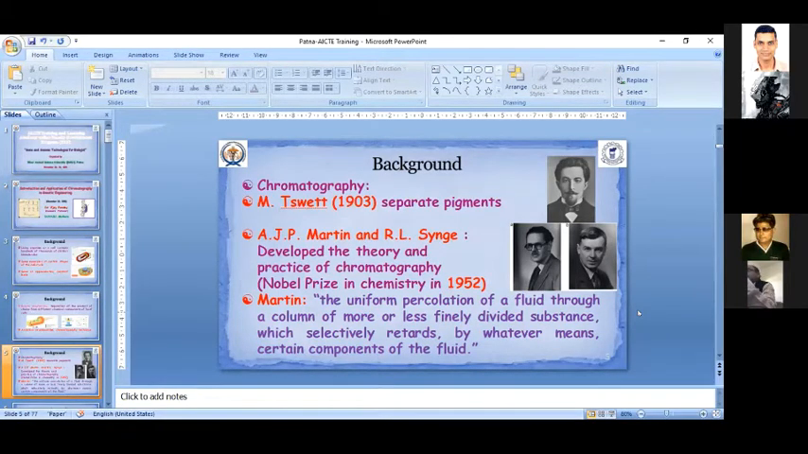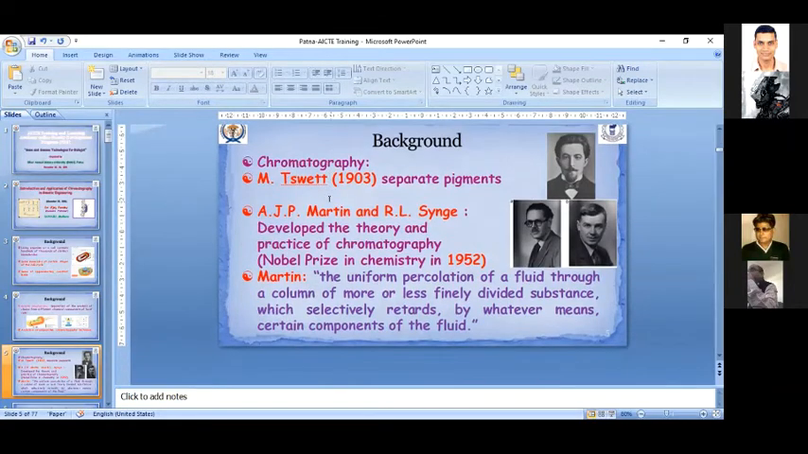Martin described chromatography as the uniform percolation of fluid through a column of more or less finely divided substance, which selectively retards, by whatever means, certain components of the fluid. According to him, that is chromatography.